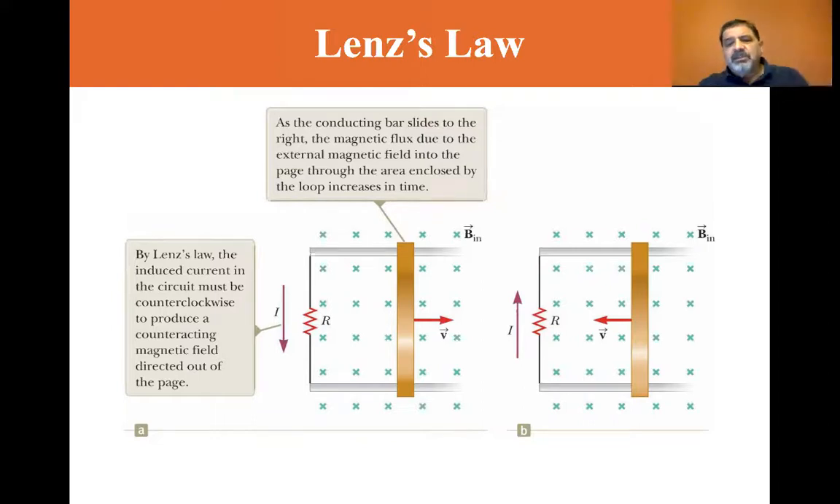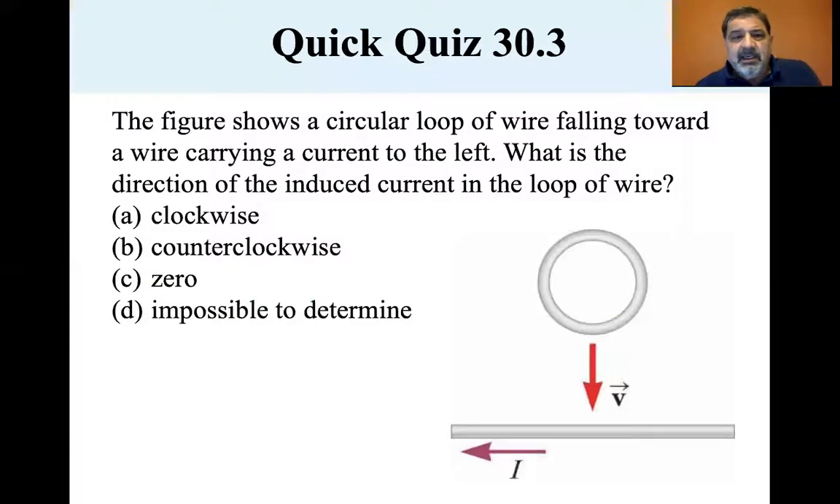Okay, now let's reverse the situation. Now we've got this bar moving in this direction, and the magnetic field is growing smaller because we're looking at a smaller area of it. So it's a collapsing magnetic field. So it wants to reinforce that collapsing, decreasing magnetic field. So it wants to put it into the same direction as the magnetic field that's collapsing. So it's going to be into the page, and if you use your right-hand rule, you'll see that the current is up. All right, now let's look at a quick quiz.